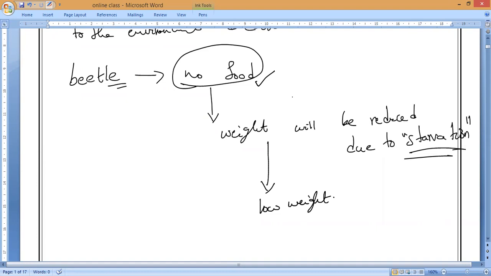Acquired trait, sir. Acquired trait. Because it has been acquired in response to the environment, which we can say contained insufficient food. So because of insufficient food, this beetle has lost its weight. So that is acquired from the environment. It's not inherited from the parents or somebody.